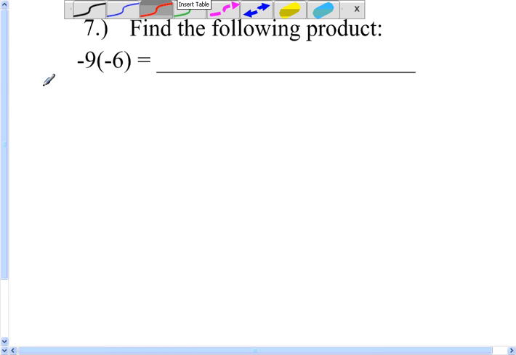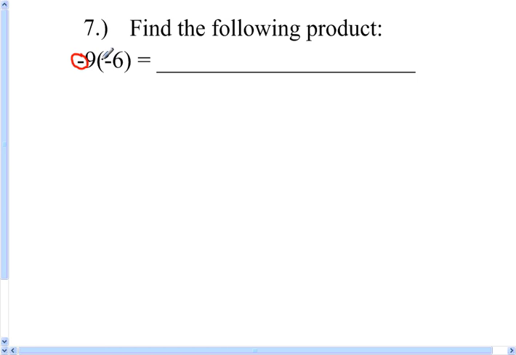And it's different because we're here not adding, but subtracting. We can think of this first negative, the -9, as being a sign that we are subtracting. Subtracting here 9 groups of -6. That's what we're going to be doing in this problem, subtracting 9 groups of -6.